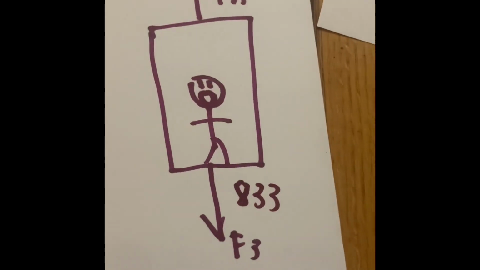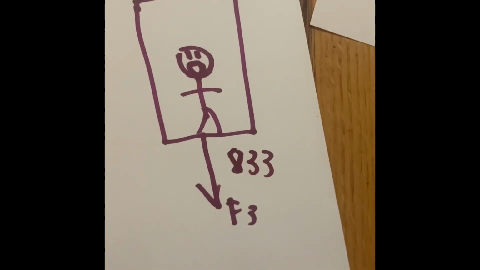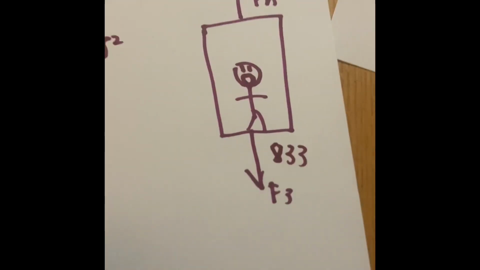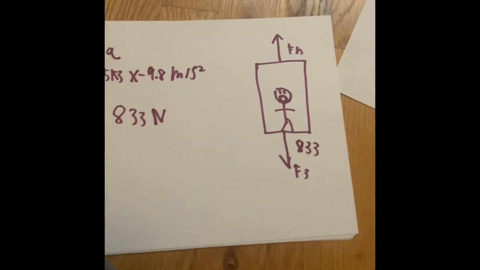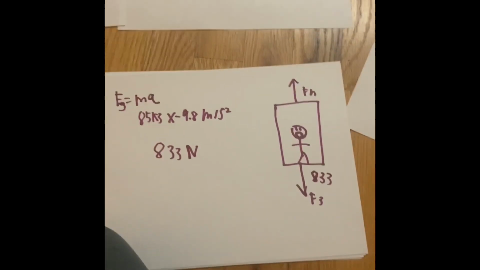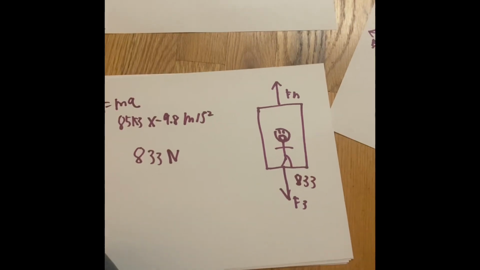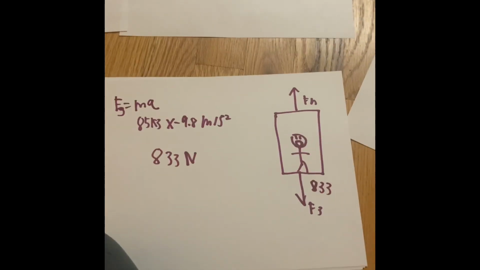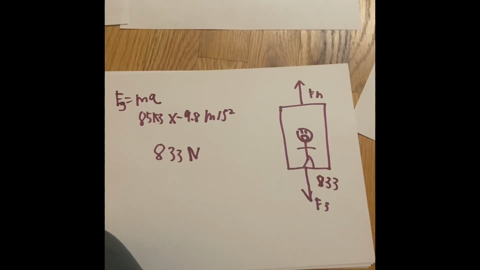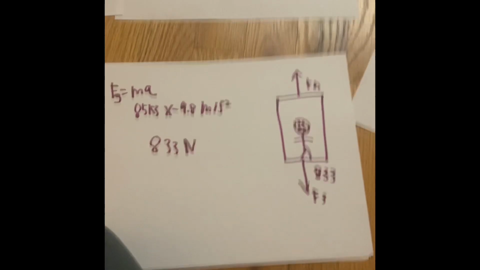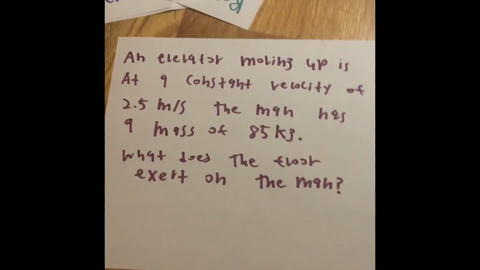Also, it would be 833 newtons if the elevator was not even moving at all. The reason why is when you have a constant velocity, your net force is going to be 0, because you only have a different net force if something is constantly changing its acceleration. So nothing is changing except where you are. So that is the example if the elevator was moving at a constant velocity.